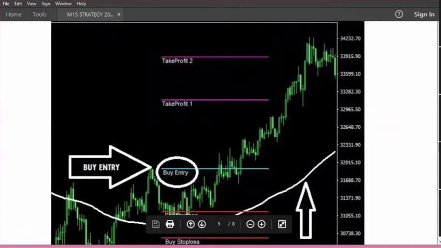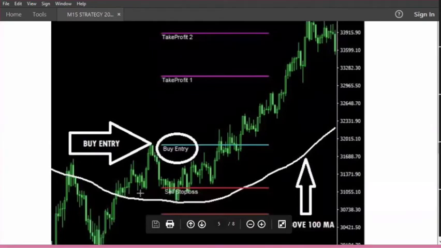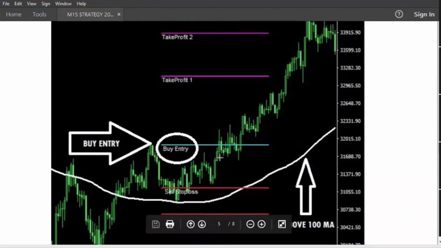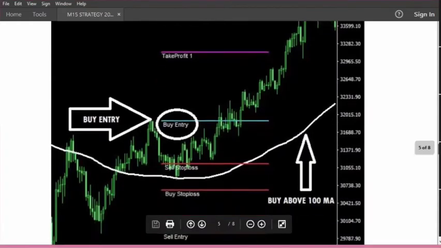Now that white line there is the 100-period moving average that I'm talking about. So the price must be above the 100-period moving average in order for you to be looking for a buy trade. And then you only take a buy trade when the buy price is reached. If the buy price is reached, that's when you open up the trade. Then you just use the recommended buy stop loss. If you're buying, you put your stop loss where it says buy stop loss, and then you use your take profit level. Very simple.